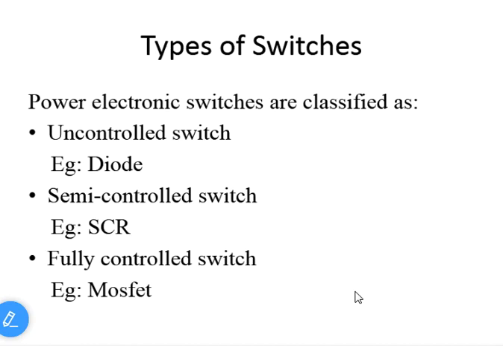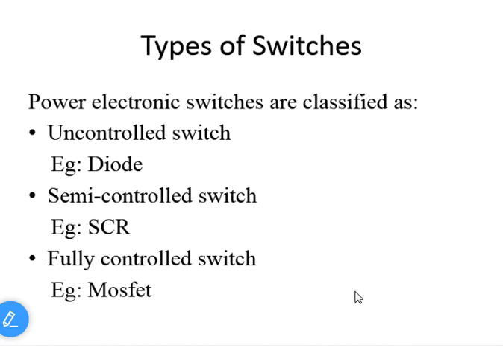Let us look into the second category, semi-controlled switch. An example is the silicon controlled rectifier, SCR. SCR has three terminals: anode, cathode, gate. Now gate is the control here. With the gate, I can turn on the switch. When I give a forward voltage without the gate signal, SCR is in the off state. Meaning if the anode is connected to the positive terminal of the battery and the cathode is connected to the negative terminal of the battery, without a gate signal, SCR is in off condition.